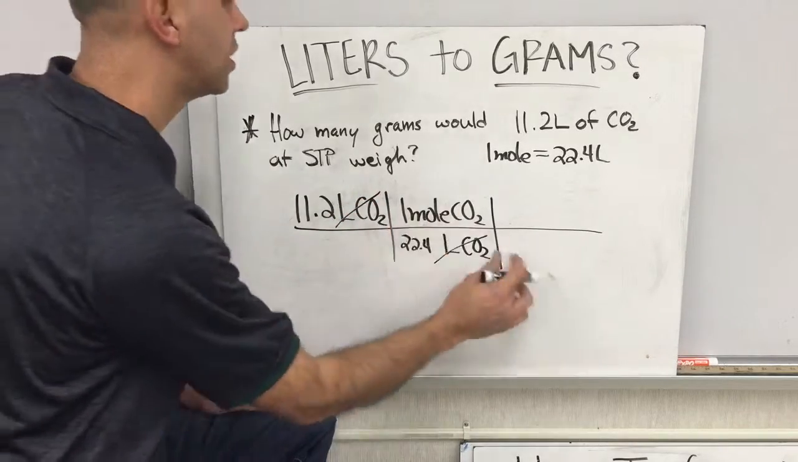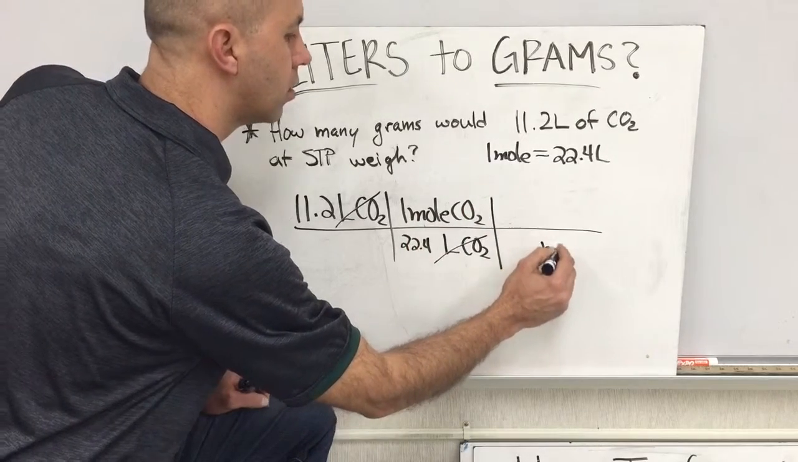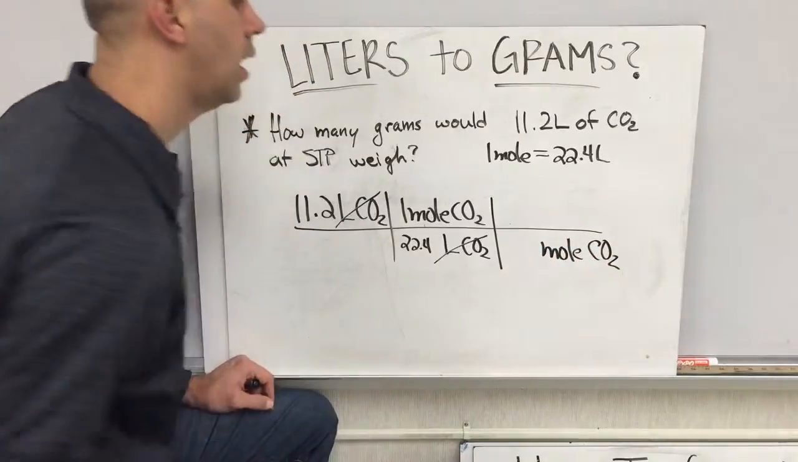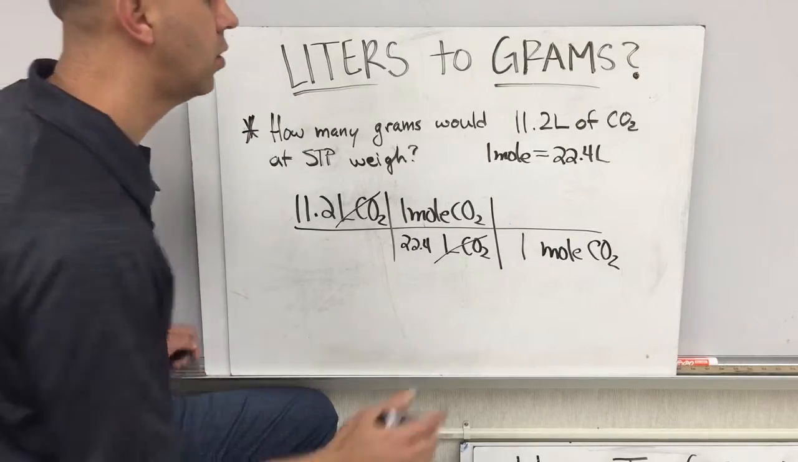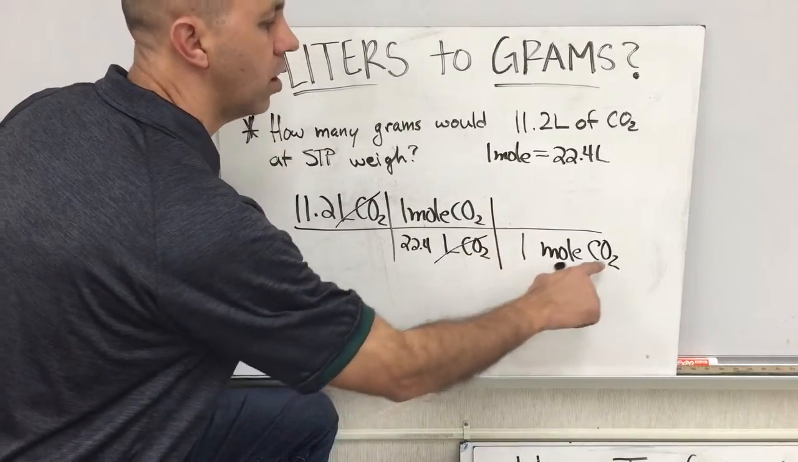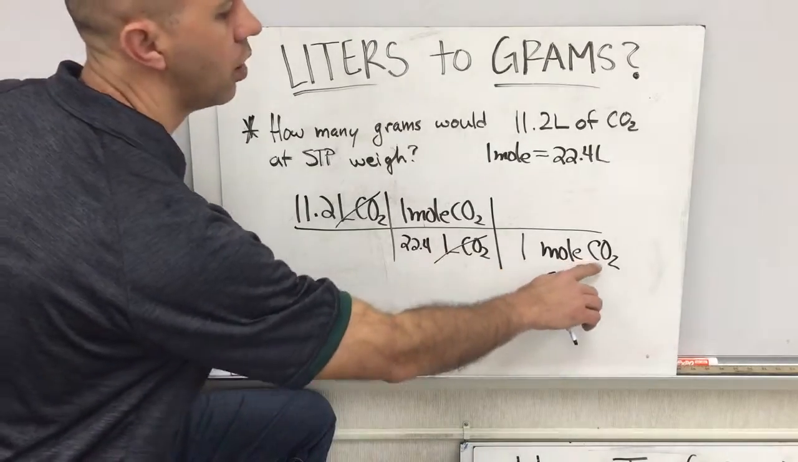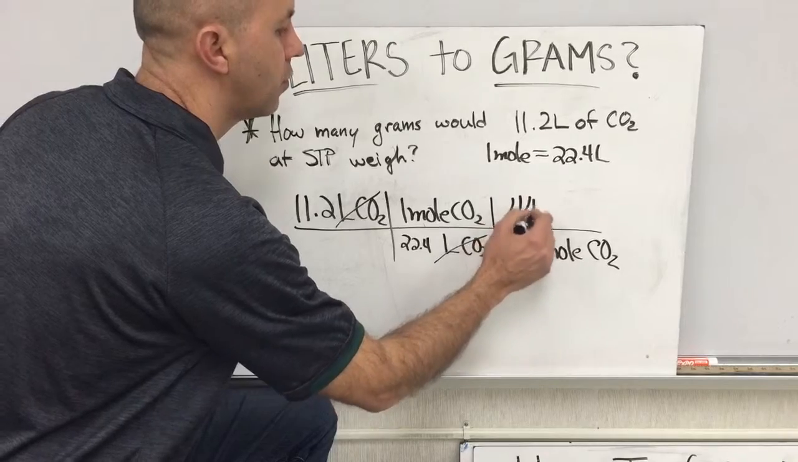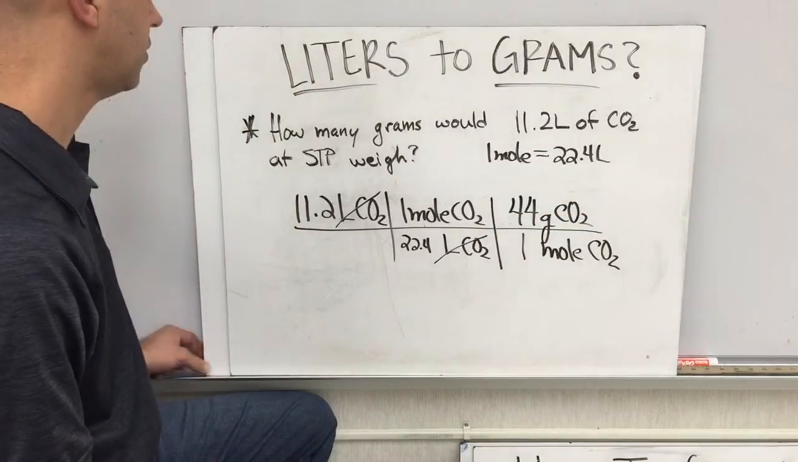Now I'm going to go from moles to grams, just like I did earlier. So I'm going to put mole down here. And what do I know? I know that 1 mole of CO2 would occupy, well, let's add it up. Carbon is 12, oxygen is 16. So the total mass is going to be 44 grams of CO2 in 1 mole of CO2.